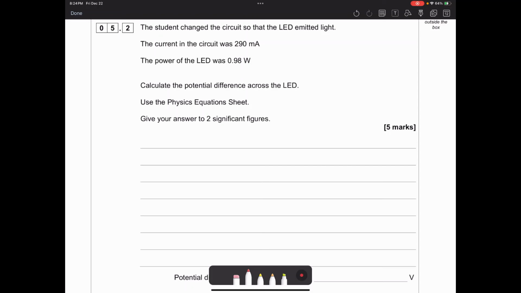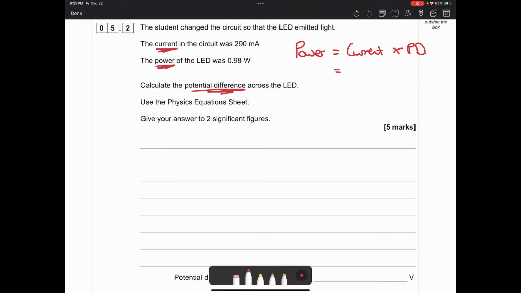Question 5.2. The student changed the circuit so the LED emitted light. The current in the circuit was 290 milliamps. The power of the LED was 0.98 watts. Calculate the potential difference across the LED. Use the physics equation sheet and give your answer to 2 significant figures. So I've been given current, I've been given power, and I've been given potential difference. So I look at my equation sheet that's got those 3 things in it, and I can see it's the equation power equals current times potential difference, or P = IV.